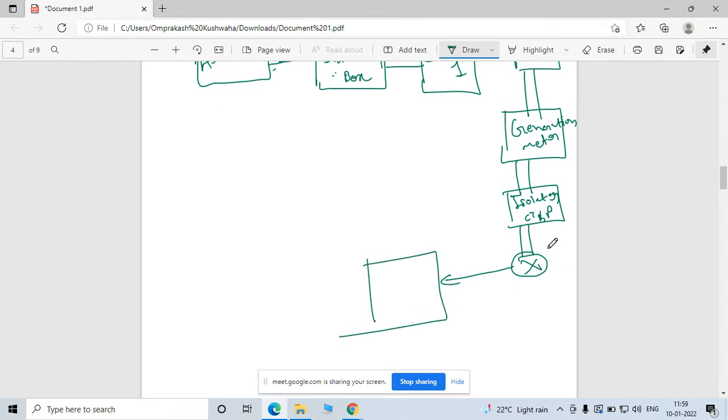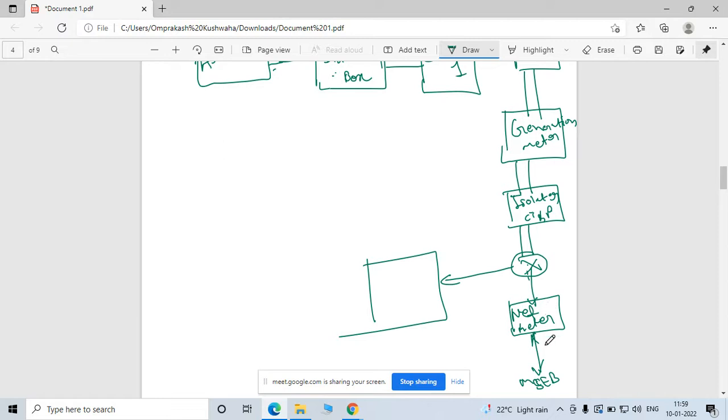Here we synchronize, and here we supply to the consumer load. After synchronizing, here is the energy meter, and here the old meter is replaced with a net meter. Whatever old meter was provided by the MSEB is replaced with the net meter, which is also provided by the MSEB. This is a two-way meter, Maharashtra State Electricity Board.